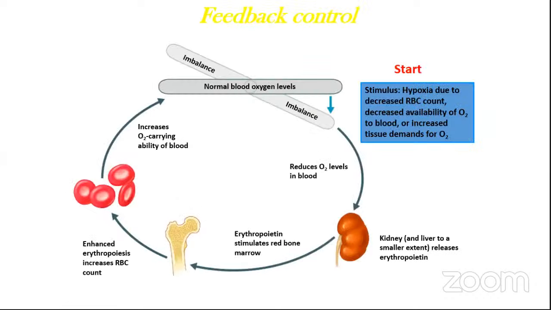So this is the overall balance, the feedback control. Whenever there is reduced oxygen level in the kidney, erythropoietin is released, it goes and acts on the bone marrow, where there is enhanced erythropoiesis, and more reticulocytes and matured RBCs are released into the circulation. So that is the balance.